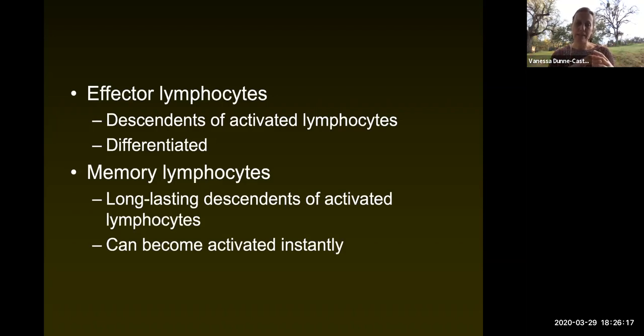The memory lymphocytes are also progeny of those activated lymphocytes. They look exactly like that initial activated lymphocyte, but they're partially differentiated, so they stay in this memory state. They're long lasting. Sometimes they can live for the entire rest of that person's life. Sometimes it's only for a short window, but they stay in this partially differentiated state. And those are what provide that memory or anamnestic response the second time around. They can become activated instantaneously.